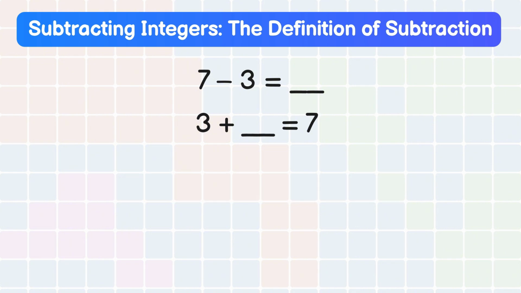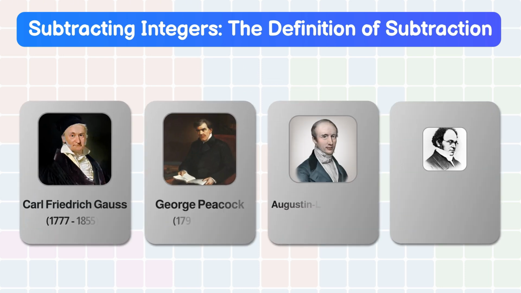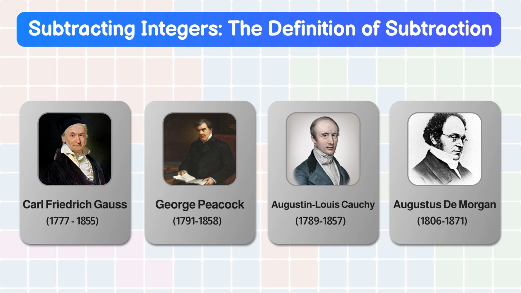In each case, we're subtracting positive 3 from positive 7. You may not be familiar with this definition of subtraction because it was adopted by mathematicians only recently in the last half of the 1800s. Some of the mathematicians who advocated for this change are shown here. The reason this change occurred so late in the history of math was that without this change, mathematicians could not fully accept negative numbers as legitimate.